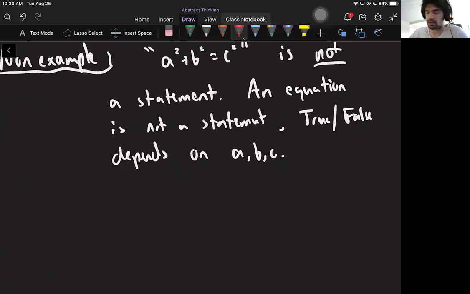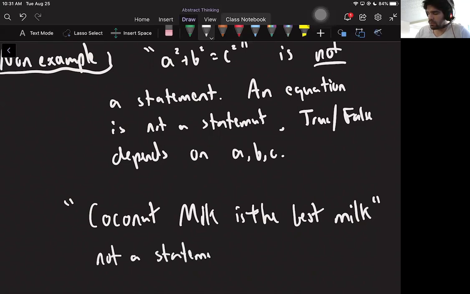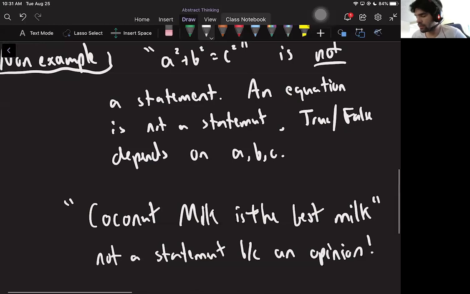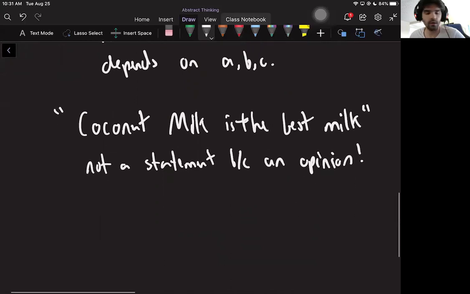So what about something like this? Let's do an English example. Coconut milk is the best milk. I hope that this one is very clearly not a statement because it's an opinion. It's an opinion that I hold. Try coconut milk if you haven't, it's the best milk. But in any case, it's not true or false. So it's not a statement.